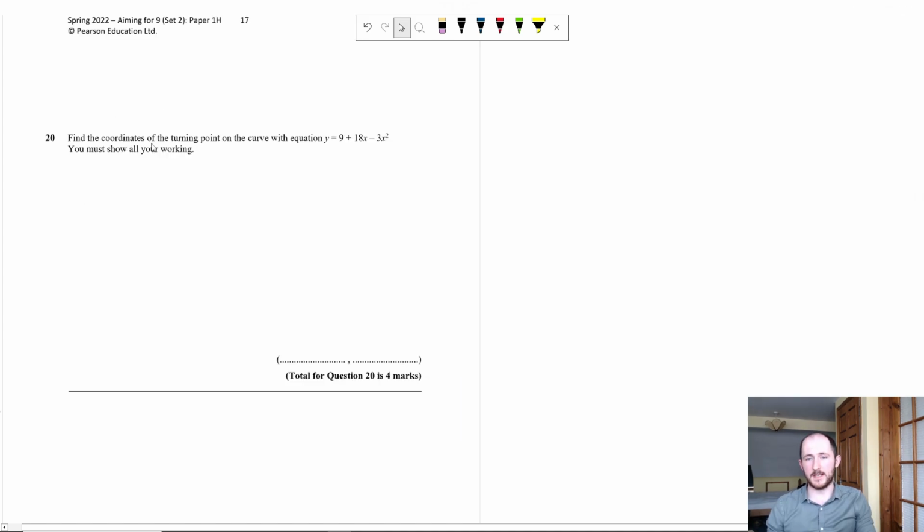Whenever you see a question that says find the coordinates of the turning point on the curve with equation whatever, you should think immediately of completing the square. Now, there is a problem here. And I'm just going to rewrite this in order of descending powers of x because I want to. And that's the completing the square formula that I've shown a few times before, which is this.